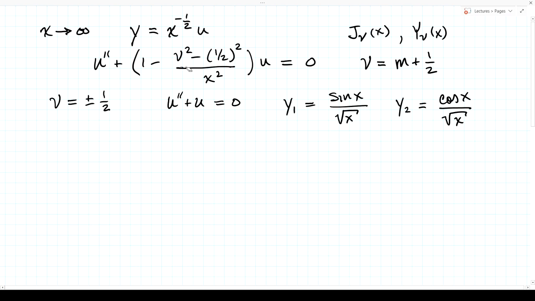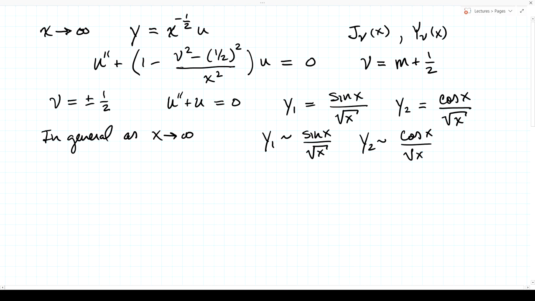But in general, not exactly now, but in general, as x goes to infinity, this second term here is going to get very, very small. And this equation will approximately look like u double prime plus u is equal to 0. And so even for arbitrary orders of the Bessel function, the function should be asymptotic or behave more or less like either sine x over root x or cosine x over root x or some linear combination of those. We'll see that in general these functions behave like a linear combination of these two cases.